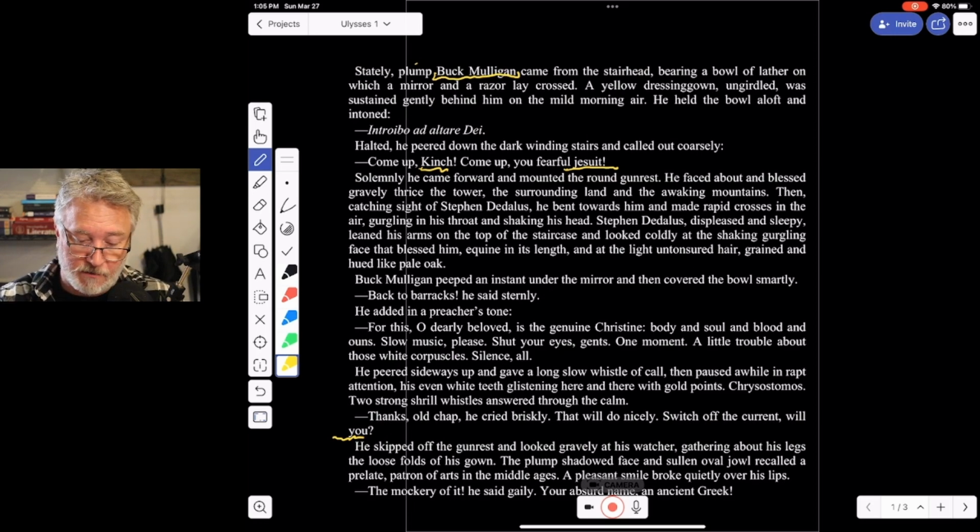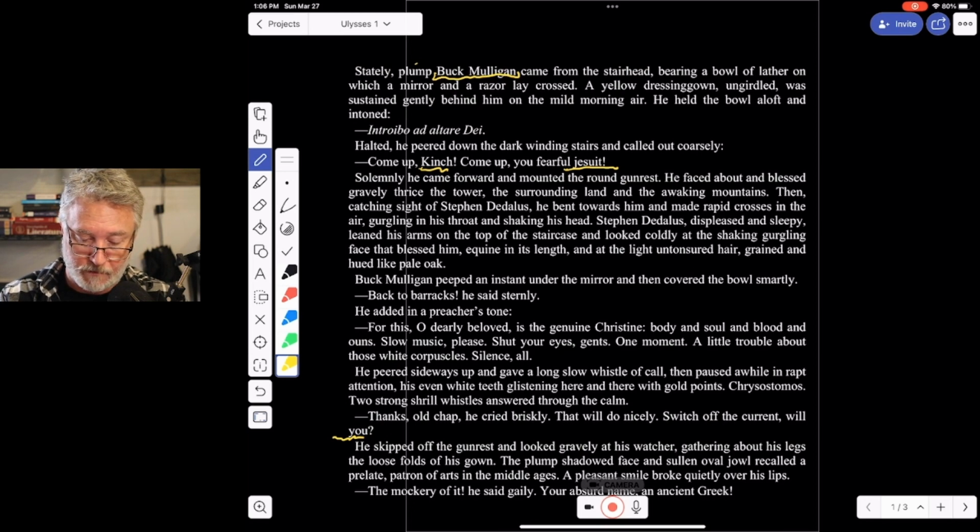Solemnly he came forward and mounted the gun rest. He faced about and blessed gravely thrice the tower, the surrounding land, and the awaking mountains. Then, catching sight of Stephen Daedalus, he bent towards him and made rapid crosses in the air, gurgling in his throat and shaking his head. Stephen Daedalus, displeased and sleepy, leaned his arms on the top of the staircase and looked coldly at the shaking, gurgling face that blessed him, equine in its length, and at the light, untonsured hair, grained and hued like pale oak.